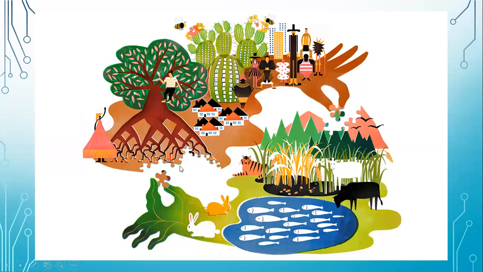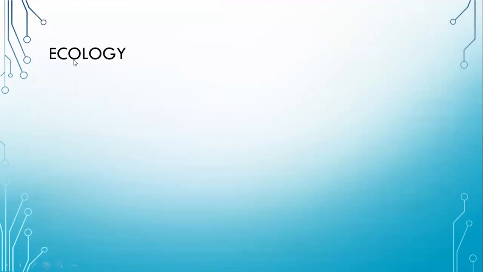So are all of these things interacting together? Yes. So what do we call this? They are interacting together, right? What do we call it? Ecology. Very good. Repeat after me. Ecology. Very good. It's not O, it's A. Eco. Very good.